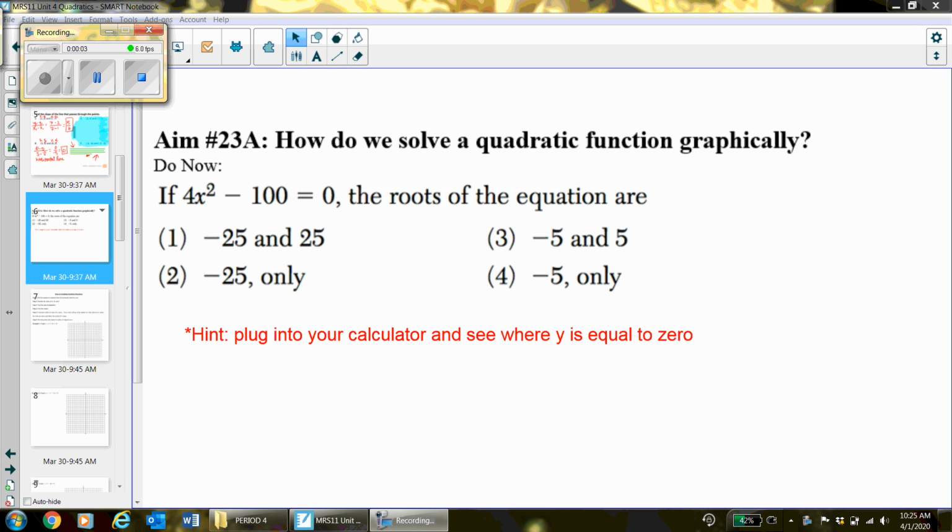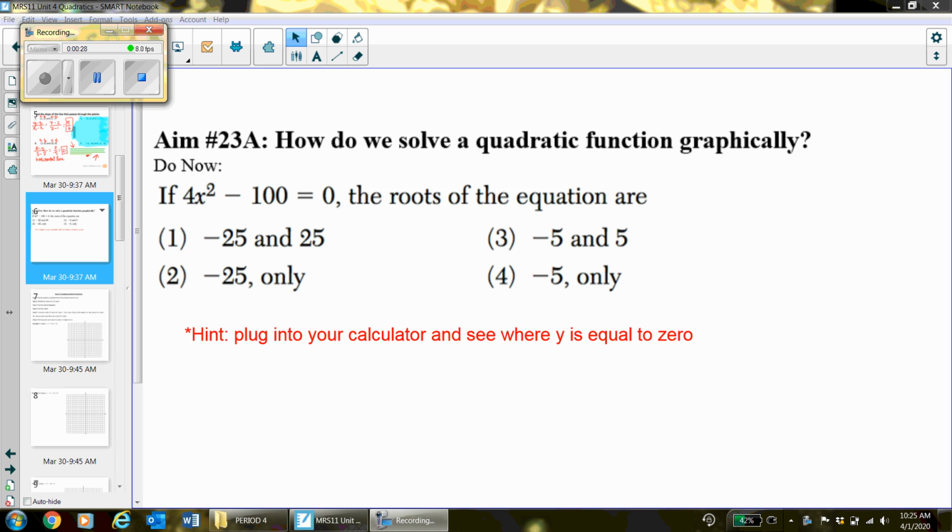Okay, we're doing lessons 23A, which is for Wednesday, and 23B, which is for Thursday, in one video because the lessons are actually pretty short. So I'm going to do all of them in one, and they're very closely related to each other. They're both about solving quadratic functions, but one is going to be graphically, the other one's going to be algebraically. All right, so let's get started.